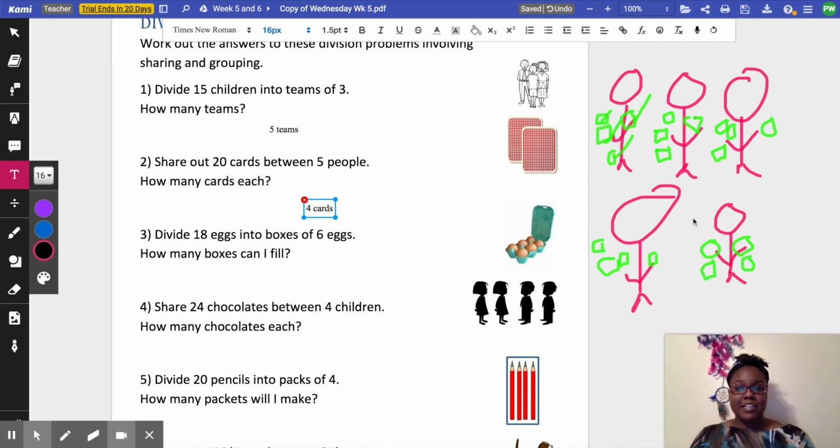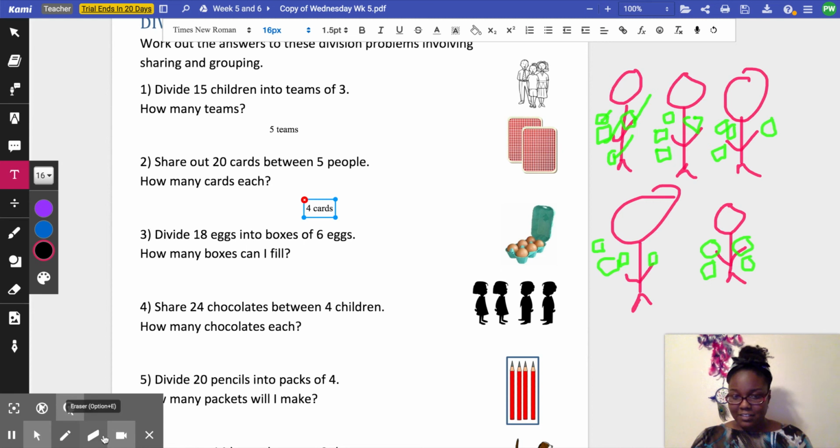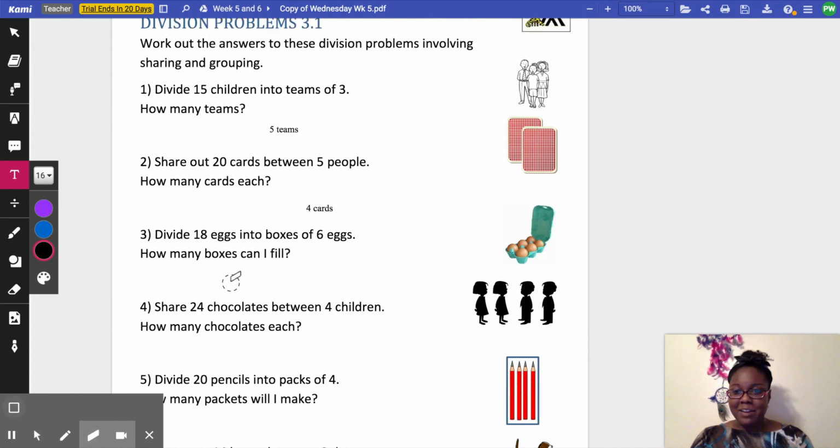All right. Now, if you did not want to count it like that, you could count by 5s, because you know it's counting by 5s, and just see how many fingers you have up until you get to 20. So 5, 10, 15, 20. You have 4 fingers, and you don't have to draw those people and circle cards. All right, here we go.